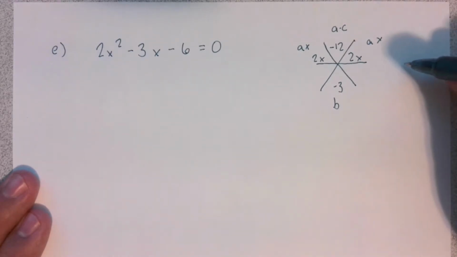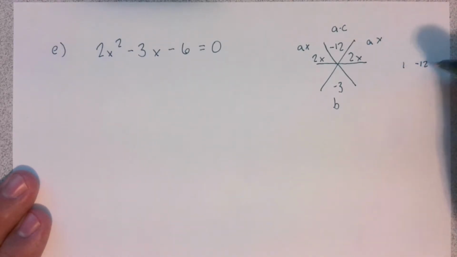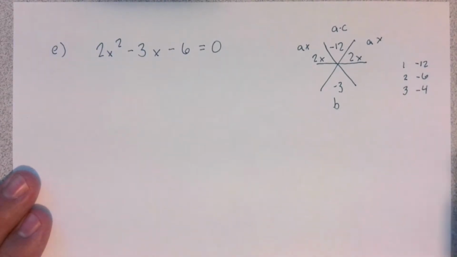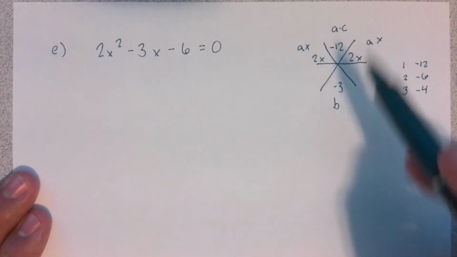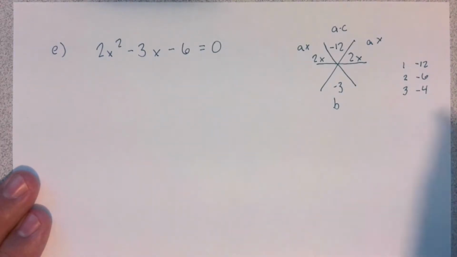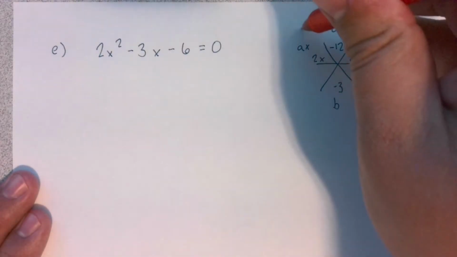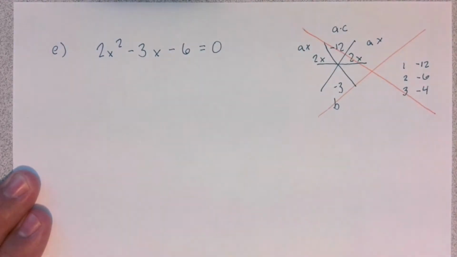And if we go through and do that, well, we have 1 and negative 12, nope. 2 and negative 6, close, that adds up to negative 4. And 3 and negative 4, which adds up to negative 1. So there are no numbers that satisfy this. So this just tells me it's not factorable. Because it's not factorable, let's go ahead and use our quadratic formula.